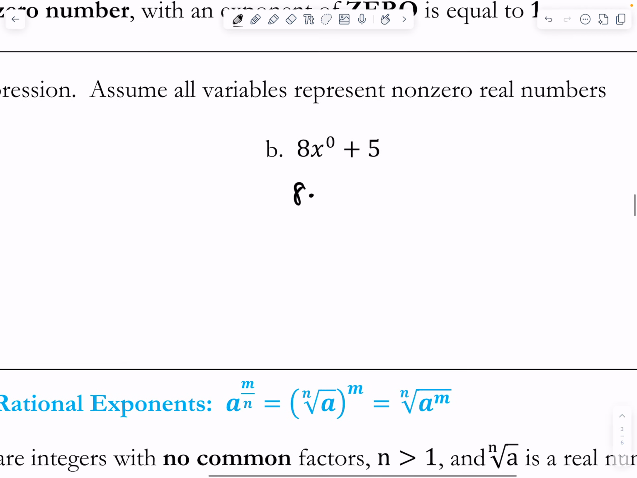This is 8 times 1 plus 5, right? x to the 0 power is 1. It's not 8, right? The 8 is not being raised to the 0 power. Only the x is. So 8 plus 5 will give us 13.